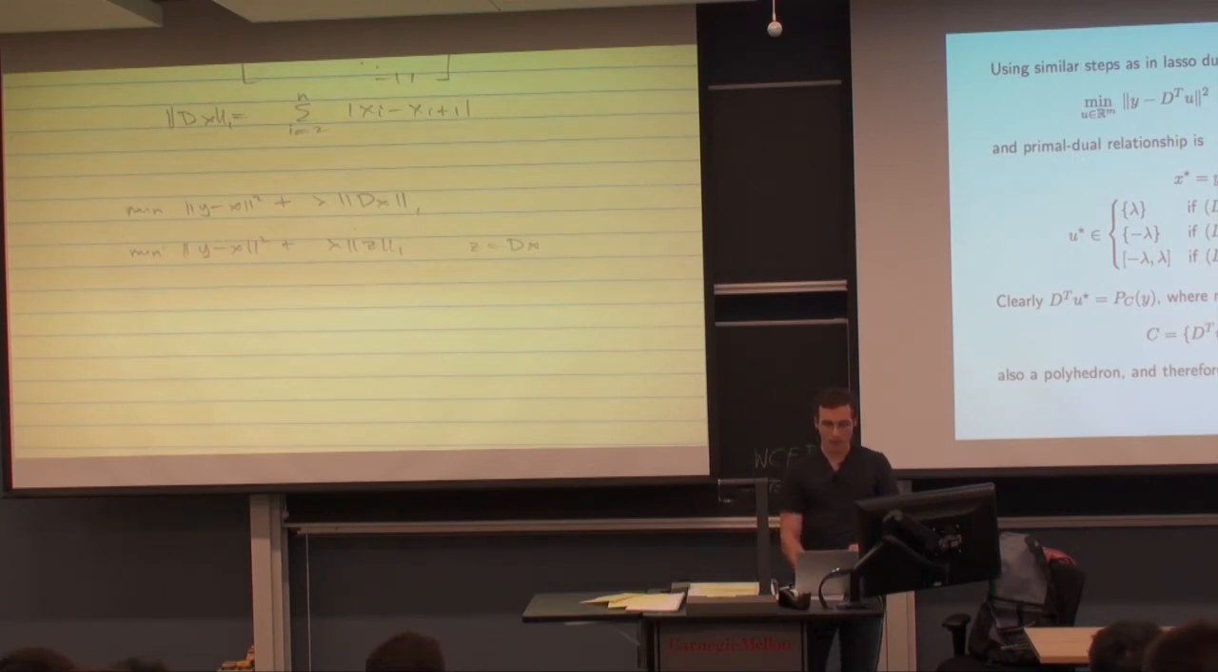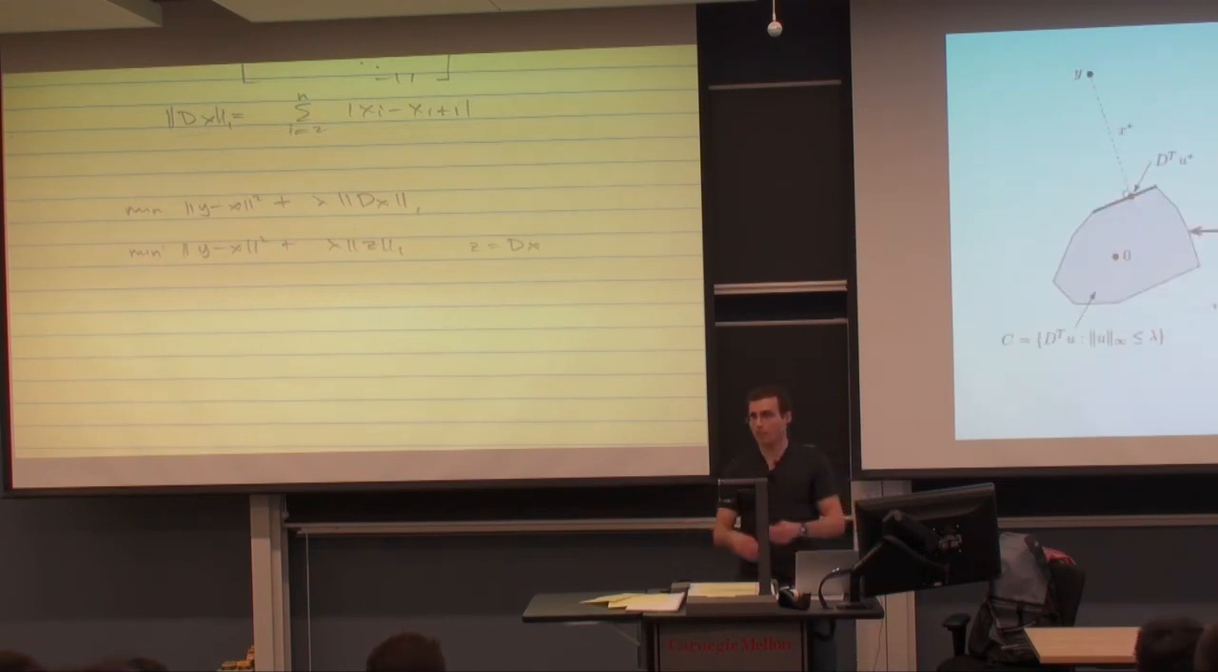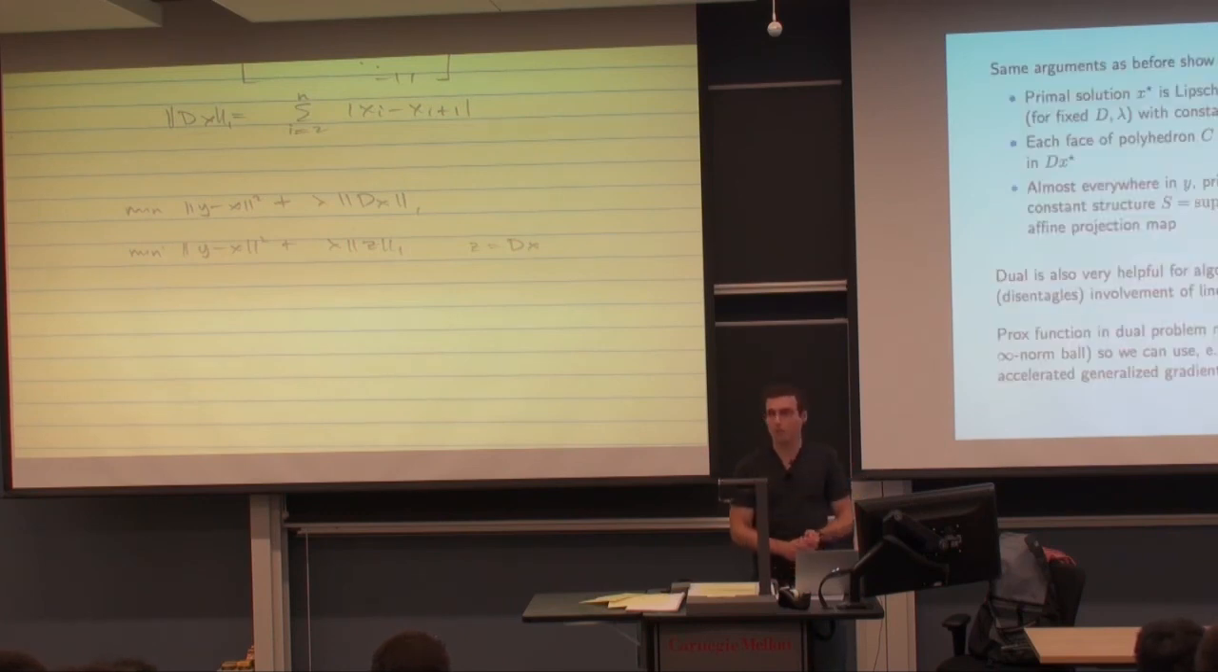And looking at this problem, I can also talk about a primal dual relationship. It looks pretty similar to the Lasso. And I can also talk about projection onto a polyhedron. And I get basically the same picture. I just changed all the labels, but the same picture as we had before, and all the same properties. So I can say all the same things.